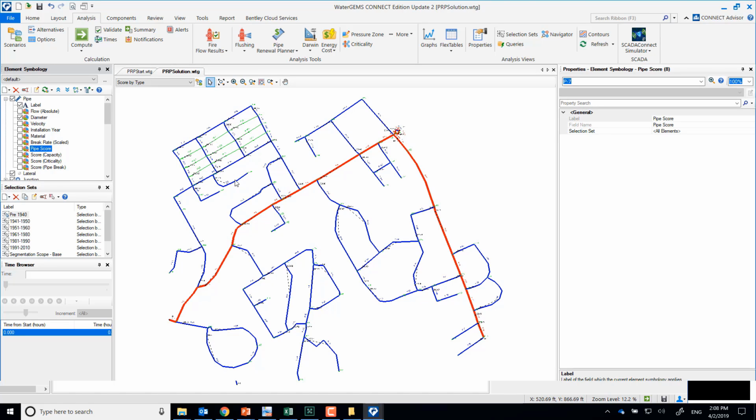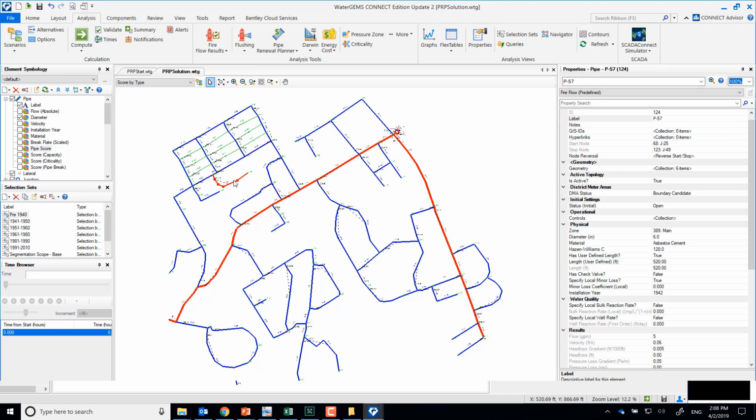The pipes in this system are 6-inch if they're dark blue, 4-inch, the smaller ones in green, and the red ones are 8-inch. Okay, so that's important to keep in mind as we look at the velocities in our pipes later. All right, so the color coding tells us that.